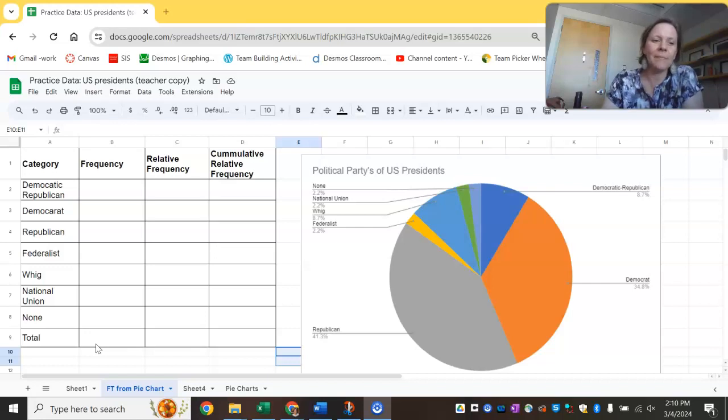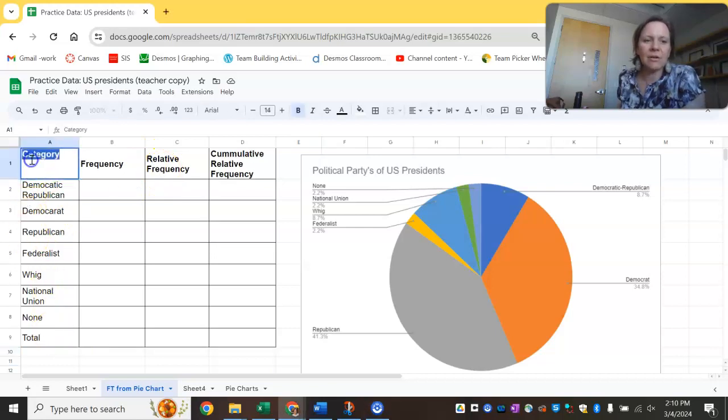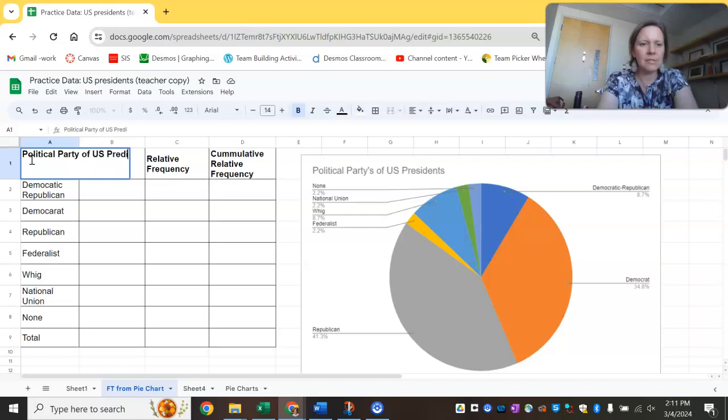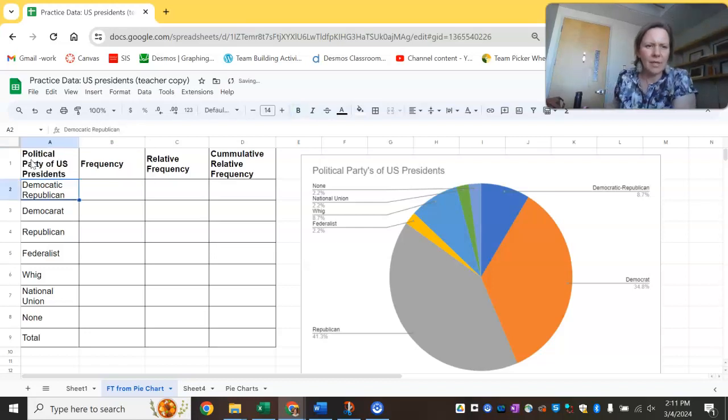into a frequency table. What you'll notice on the screen is I actually have already set up my frequency table. I just need to fill in the data. So I have the categories listed, and I might be a little more specific here. That first column's for our categories, but I like to say what the categories are. It's sort of like the title to our chart. So we're going to have political party of U.S. presidents. All right, so we now have political party of U.S. presidents, and we got all our different political parties.